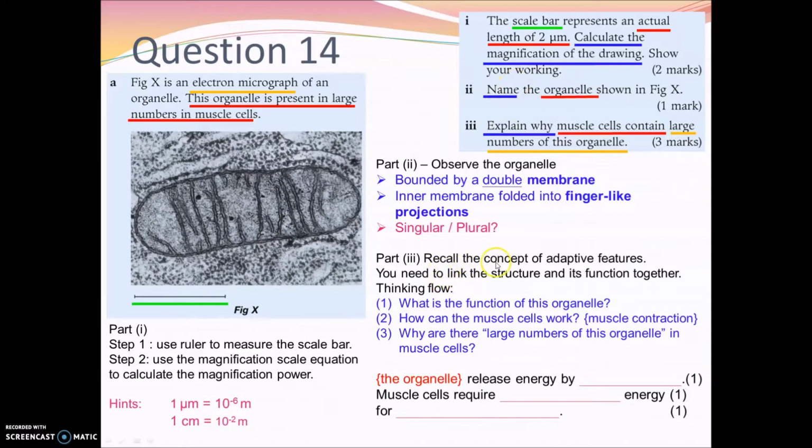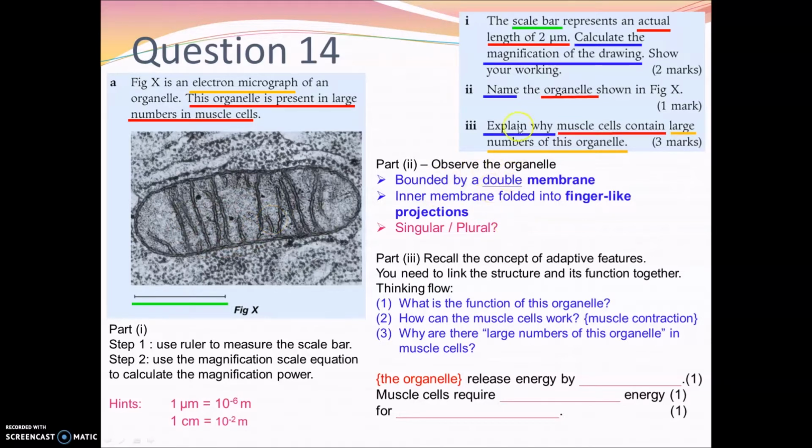For part 3, we recall the concept of adaptive feature, because it's asking you to explain why muscle cells contain a large number of these organelles. It's not talking about the presence or absence of these organelles. It's talking about more or less. So why are there so many organelles in the muscle cells? You should point this out. As what I said in the class, adaptive feature means that you need to link the structure and the function together. So for this structure, that's the organelles.